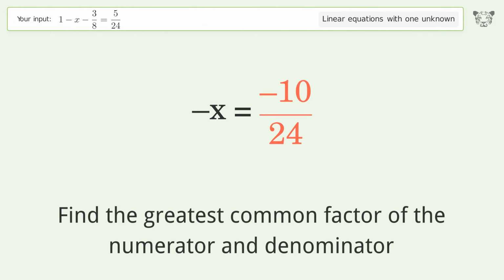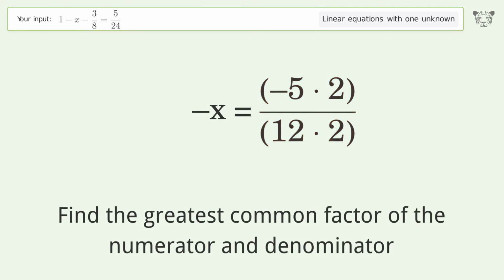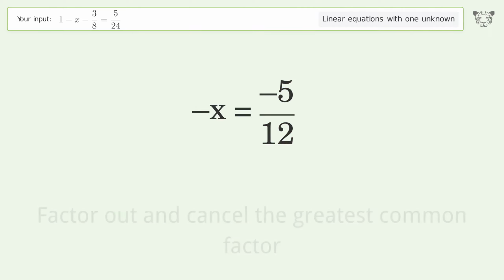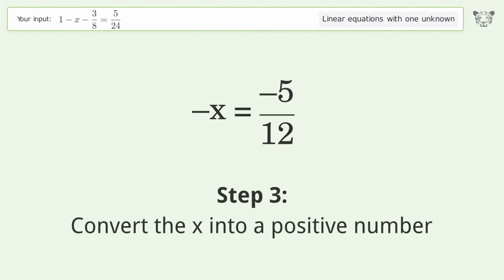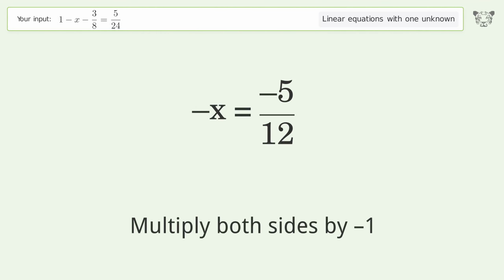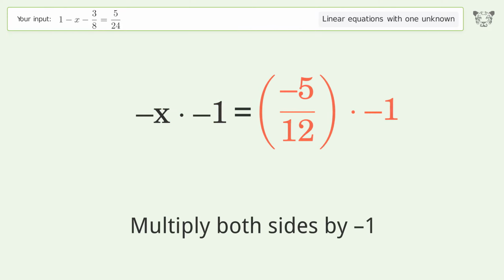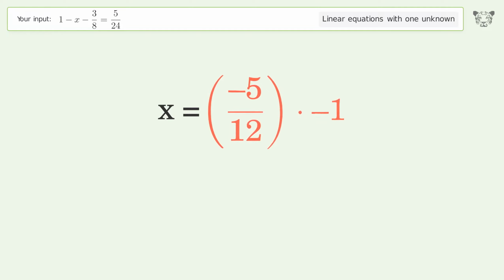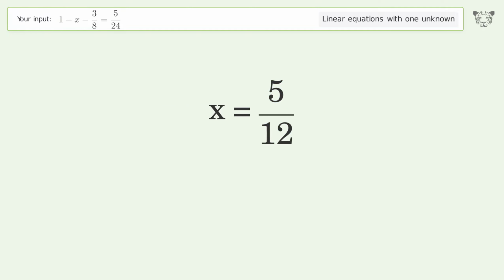Find the greatest common factor of the numerator and denominator. Factor out and cancel the greatest common factor. Convert the x into a positive number. Multiply both sides by -1. Remove the ones. And so the final result is x equals 5/12.